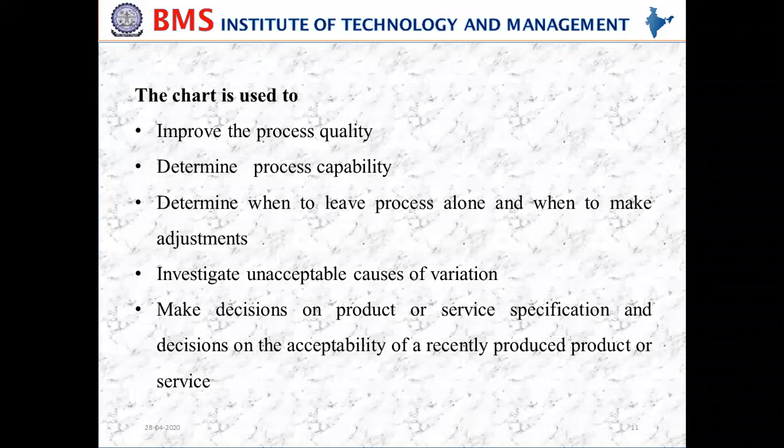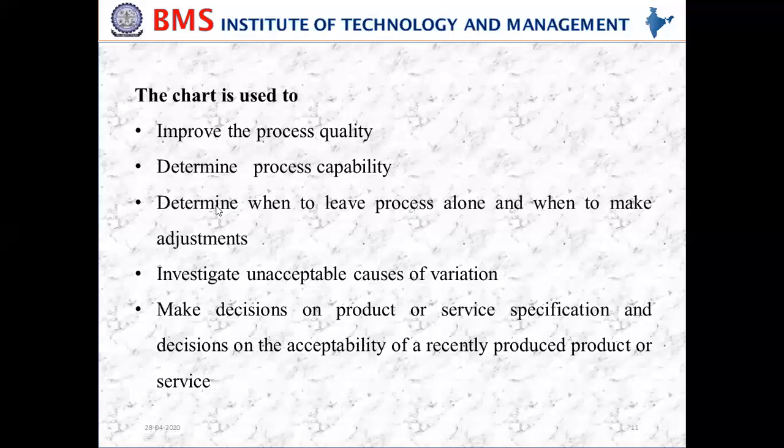Now, the chart is used to improve the process quality, as well as determine the process capability, and determine when to leave the process alone. When to leave the process alone means, when the process is operating within the control limits, we can leave the process alone. As long as it is within control, we cannot disturb the process, or go for revising the control limits.